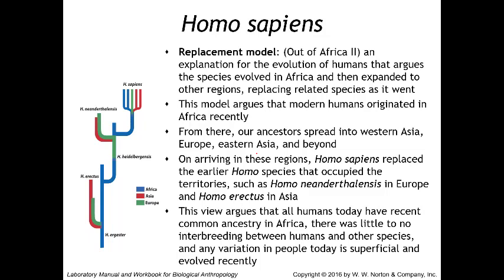Once we arrived in these regions, Homo sapiens replaced the earlier Homo species that occupied the territories, such as Homo neanderthalensis in Europe or Homo erectus in Asia. So this view argues that all humans today have recent common ancestry in Africa, and there was little to no interbreeding between humans and other species, and any variation in people today is superficial and evolved recently. So that's the replacement model.